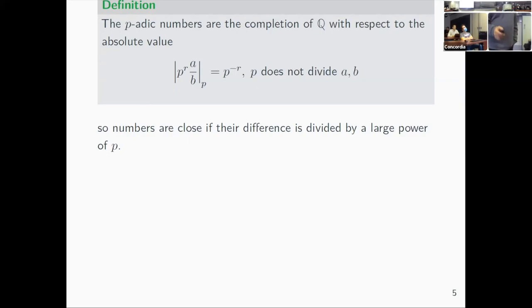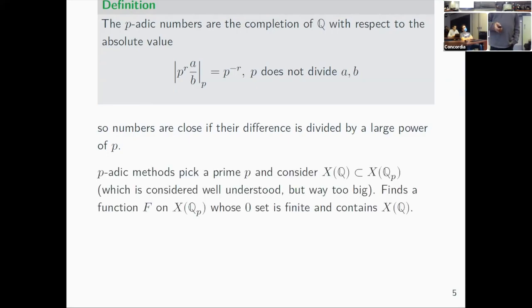All the p-adic methods that we have for finding solutions to equations go along a similar path. You pick a prime, which can usually be fairly variable, and you consider the solutions inside this bigger field of p-adic numbers. This set of solutions in the p-adic numbers is considered well understood, although it's quite big.